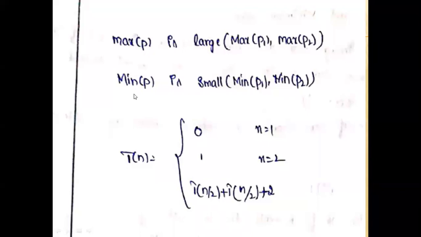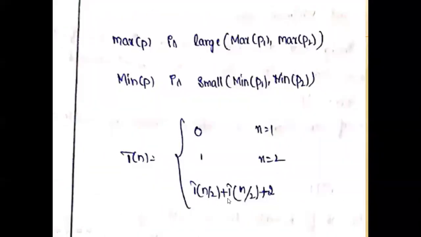So the time complexity: the array is divided into two subproblems, that is T of n by 2 plus T of n by 2. That is the time complexity for the first subproblem and the time complexity for the second subproblem, plus the number of comparisons, which is 2: first i equal to j, next i equal to j minus 1. So the time complexity is T of n equals 2 T of n by 2 plus 2.